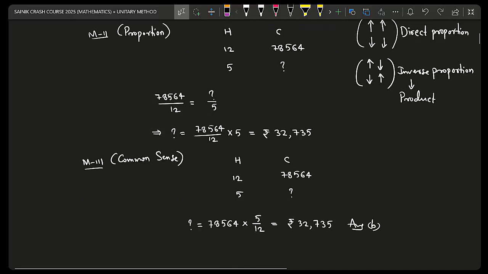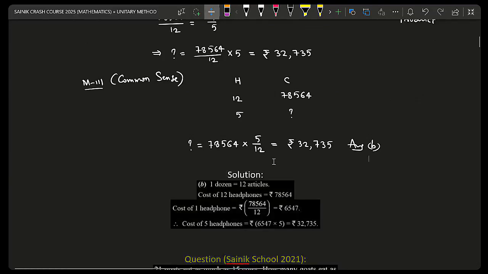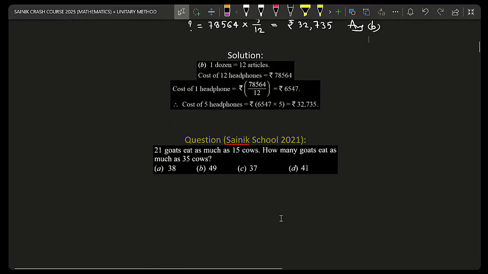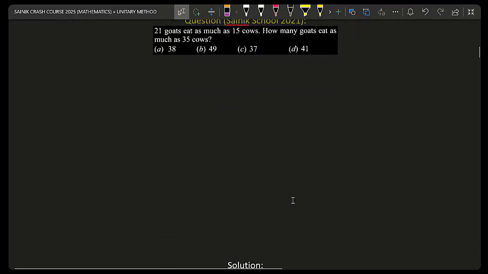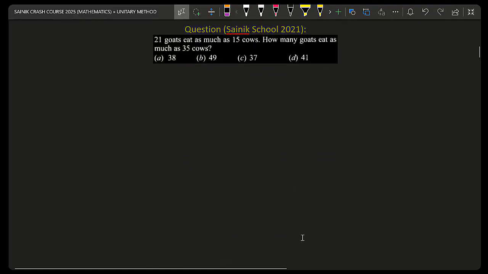Yes, sir. Okay. So we're going to discuss the next question now. So most of the times I'm going to discuss in third method, but wherever it is possible, first and second methods also I'll revise. So this is the answer we got for the first question. That is option B. So next question, all of you try this question. That is 21 goats eat as much as 15 cows. This question came in 2021. How many goats eat as much as 35 cows? So more questions are there in this chapter to practice. So one by one, I want everybody to involve in the discussion today.